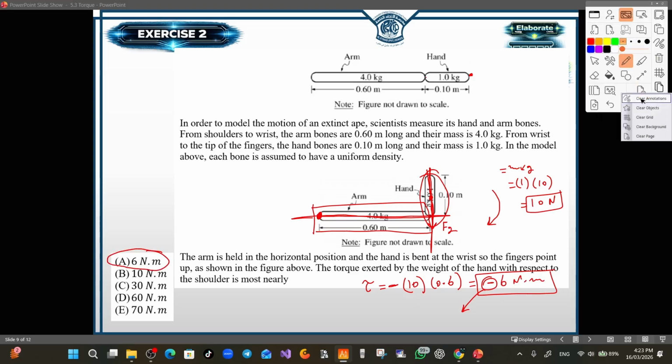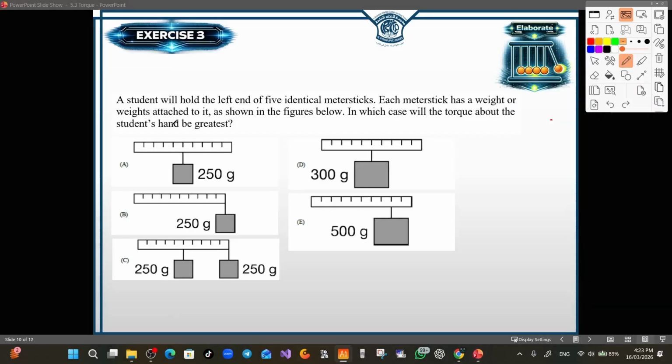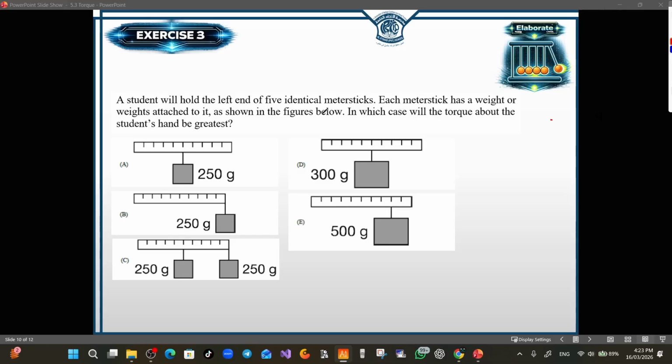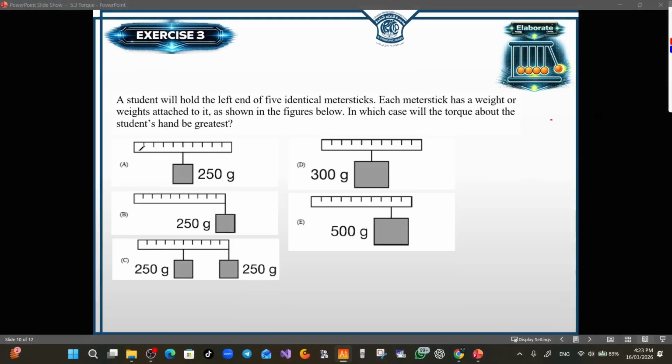The student will hold the left end of five identical meter sticks. Each meter stick, so pay attention here. Since the student will hold the left end, it means the pivot point will be on the left-hand side in all of these cases.